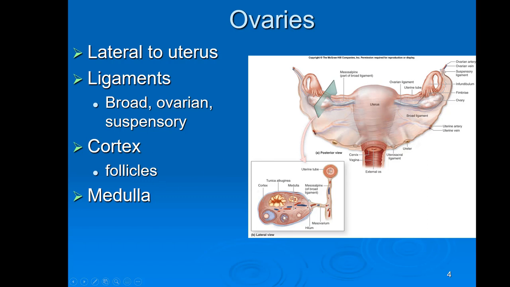If we look at an ovary in this picture, the outermost part of it is known as the cortex, just like anything else in anatomy. And then the innermost part in here would be called the medulla. Going around the cortex, you have all of these round structures. These are called follicles, and the follicles are going to contain the oocytes, or the eggs.